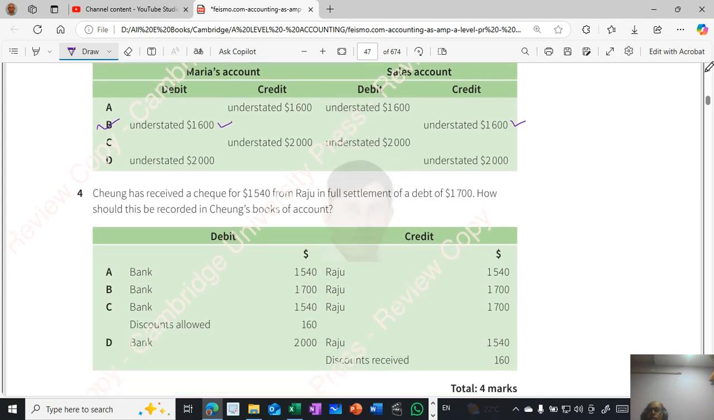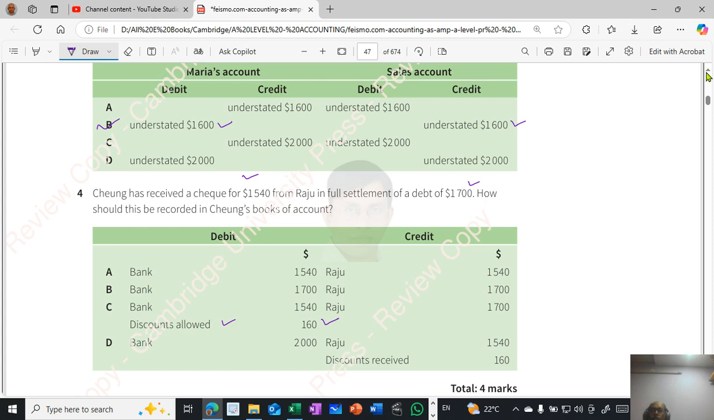Shiung has received a check of $1540 from Raju in full settlement of a debt of 1700. How should this be recorded in Shiung's books of account? So he has received a check of 1540 from Raju in full settlement of 1700. So there is a discount factor of 1700 minus 1540, which is 160. Discount allowed should be recorded.